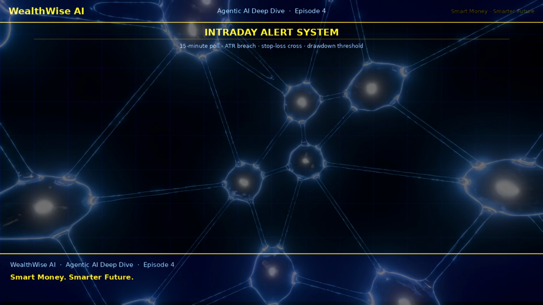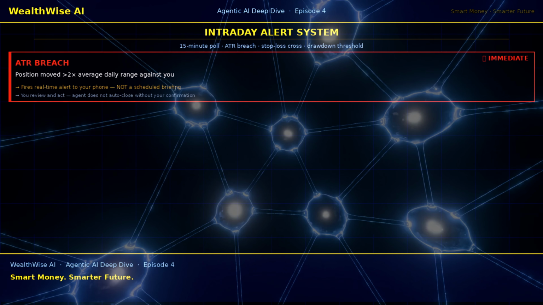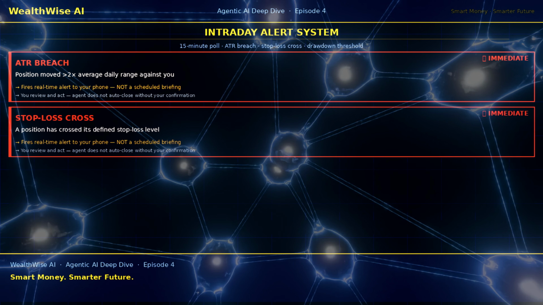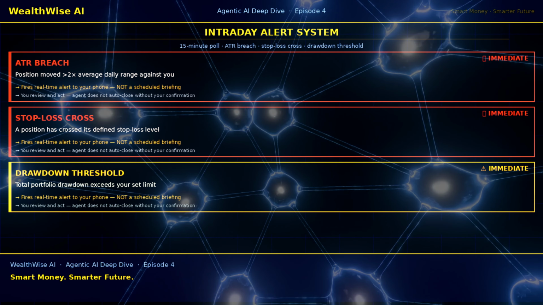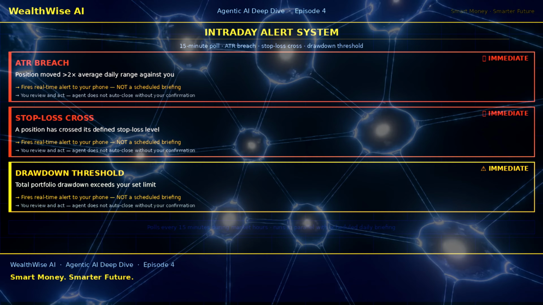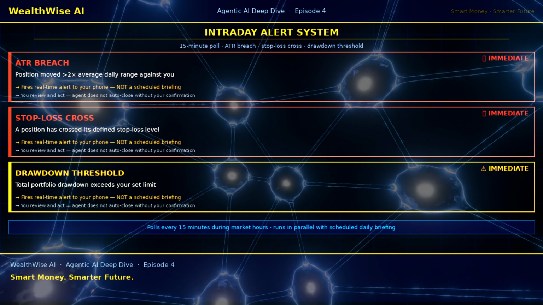Alongside the daily briefing, the portfolio agent polls positions every 15 minutes for emergency conditions. Any position has moved more than twice its average daily range against you. A stop-loss level has been crossed. Total portfolio drawdown exceeds your threshold. When triggered, an immediate real-time alert, not a scheduled briefing, fires to your phone so you can review and act.